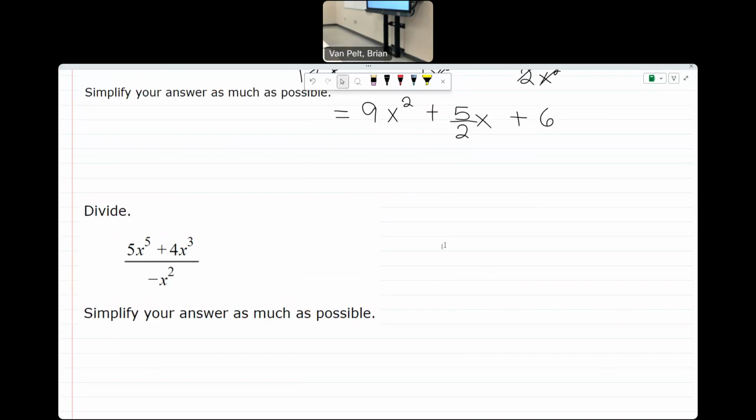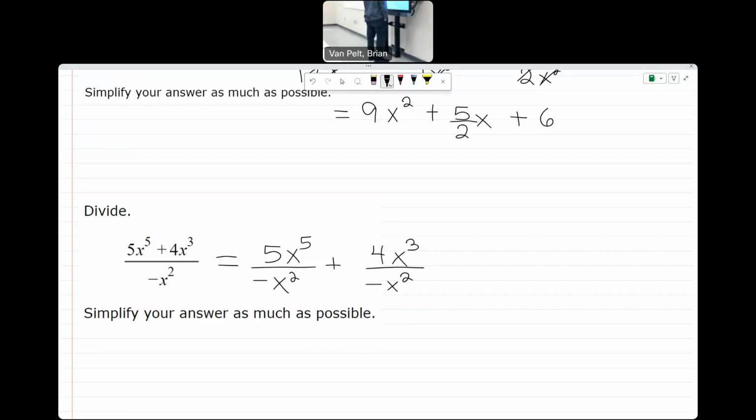When you're good at these, you can do them in your head. I got negative 5x cubed minus 4x. Did you guys get that? Good. I'll put it here as a record, but you get the idea. So you can have 5x to the 5th over negative x squared plus 4x cubed over negative x squared.